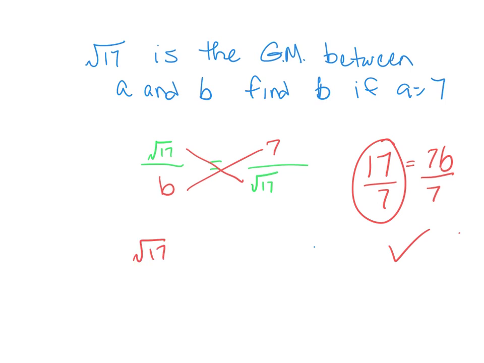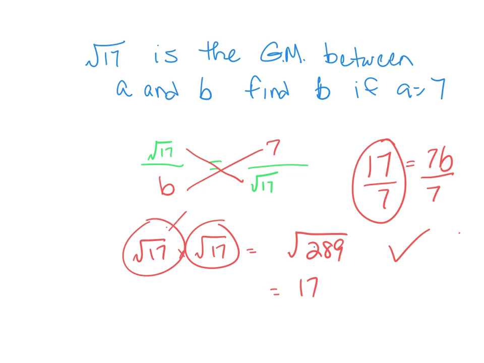Square root of 17 times the square root of 17 equals, what's 17 times 17? 289. What's the square root of 289? 17. So whenever you have a square root times itself, it's really that number.